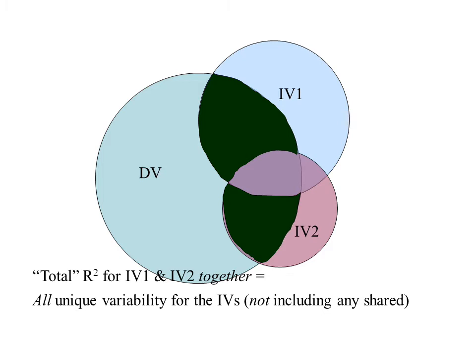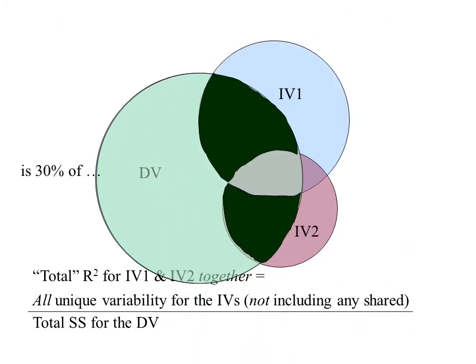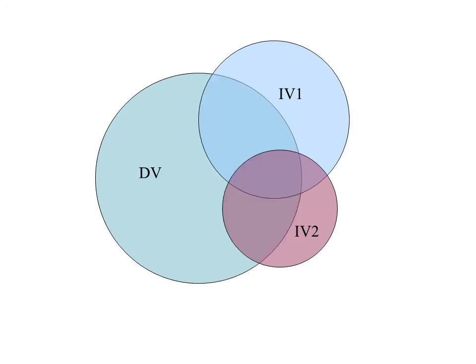The reason for that is we're using one of these variables to try and control for something that we're not as interested in. It's a confound that we're trying to take out of the equation. Not including the shared, this is a percent of the total. Those two shaded regions are maybe 30% of the total. If that part there is 30% of this big circle, then the total r-squared is 0.30, and let's say the semi-partial r-squared for IV1 is maybe 0.20, and the semi-partial r-squared for IV2 is 0.10, 10% of the variability accounted for. So here we go again.